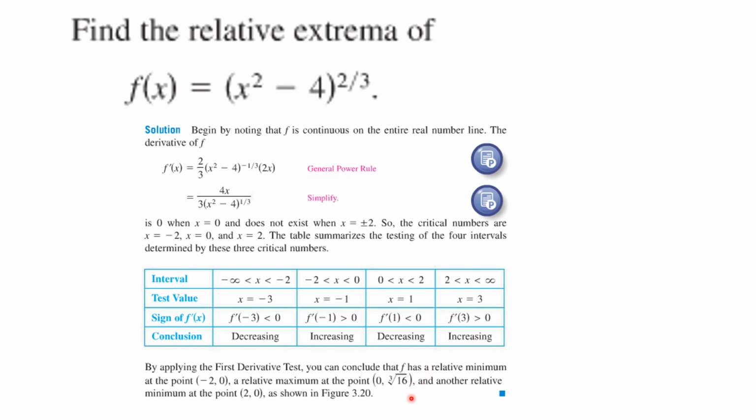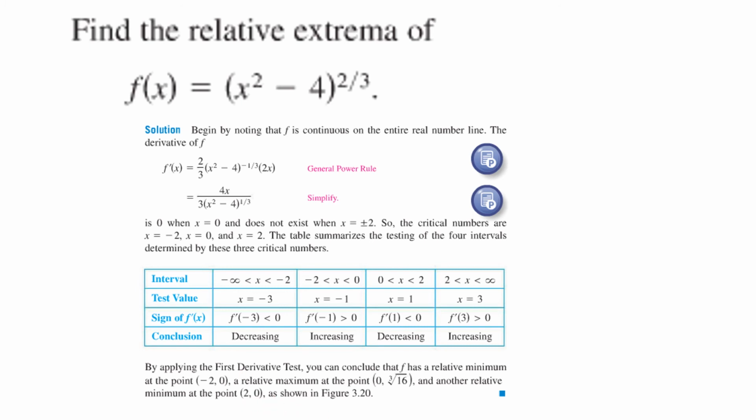So if we apply the first derivative test, we can conclude that f has a relative minimum at the point -2, and if we put -2 in there, that is (-2, 0). I usually will ask you for both the x and y coordinates. We have a relative maximum at the point 0, and that's the cube root of 16. Now some students might say that's the ugliest number they've ever seen in their life, but there are no ugly numbers. And another minimum at the point (2, 0).